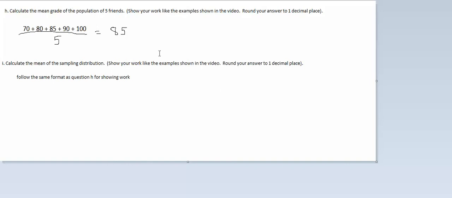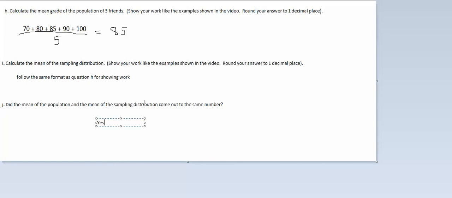And the next question, part J, says, did the mean of the population and the mean of the sampling distribution come out to the same number? Well, if you did the work correctly, they always come out to the same number. So if I did the work for part I, I would also get 85, assuming I did it correctly. So part J should come out to yes. If it doesn't come out to yes, then go back and double check the work that you did. So I'll just put yes right here. Like I said, the mean of the population and the mean of the sampling distribution come out to the same number.